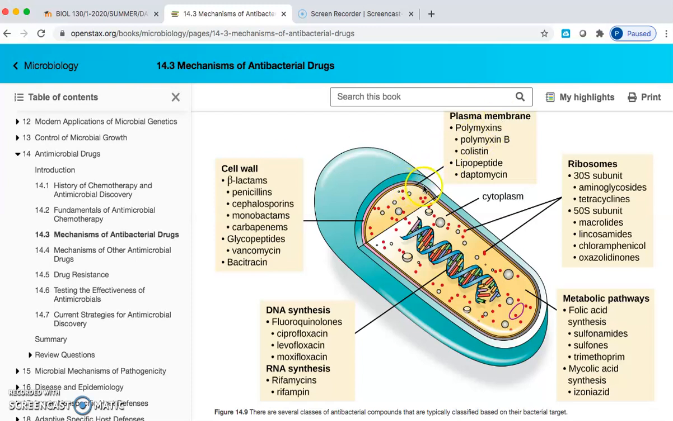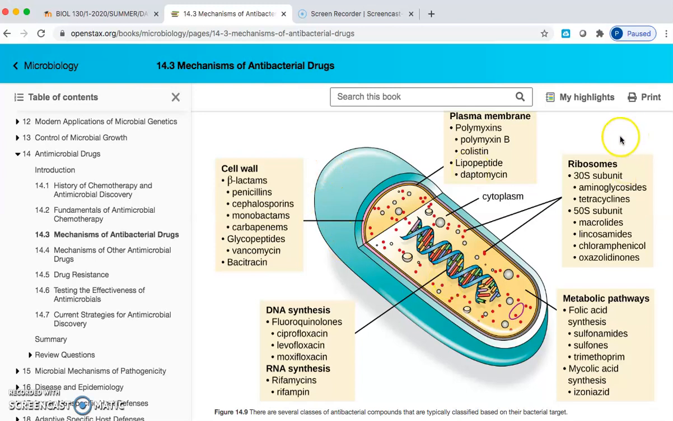Moving in, the plasma membrane. Another mode of action is by damaging the plasma membrane. This one is less common because our cells have a plasma membrane too, so it's harder to find ones with selective toxicity that damage the bacteria plasma membrane without damaging ours.